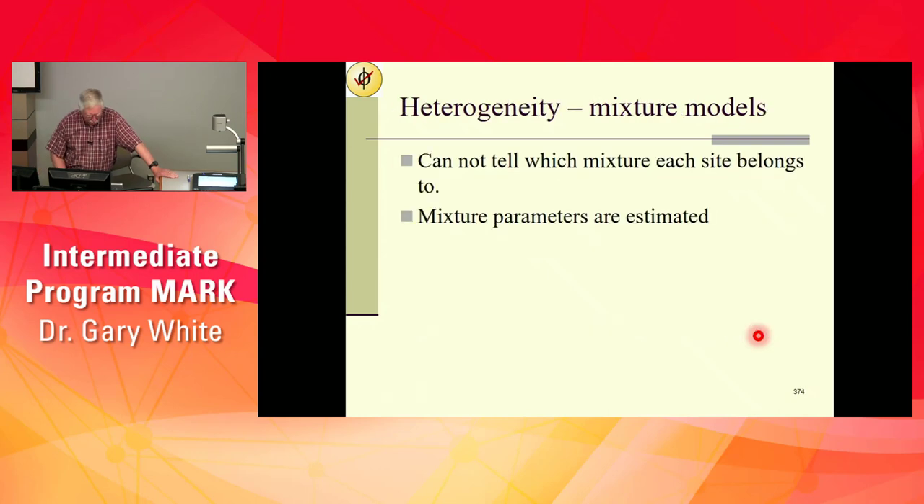Same thing with mixture models as before. You can't tell which mixture each site belongs to, but you can estimate those parameters. So you've got these probabilities. And I should have another slide in here about my logit normal random effects model, because that's also now in MARK, where you tack on a random normal error on a logit scale to P, just like we did for the Huggins analysis on Tuesday. Okay? That's also out there.